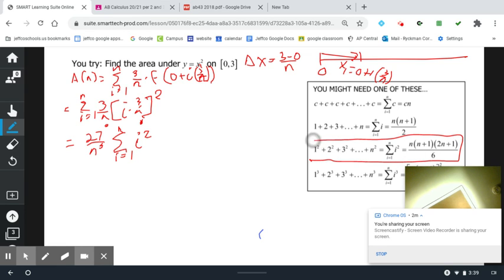There is a formula for adding a bunch of squares ending in n. It's that one. It's the longest one, so we're going to substitute in that formula for adding squares. Again, I'll give you those formulas. You don't have to memorize them.